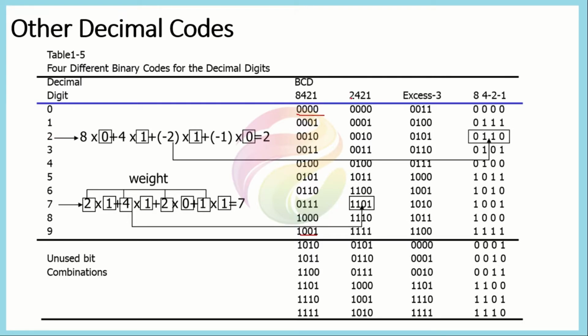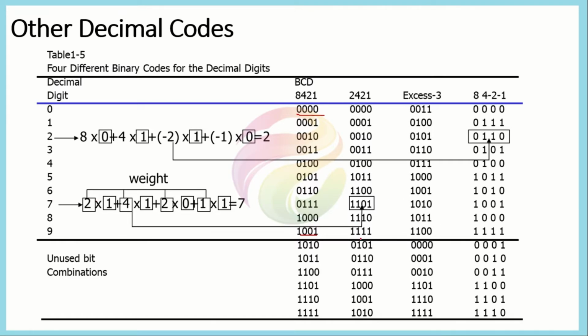Similarly, if you are studying the 2421 binary code, in this case the weights are 2 4 2 1. So you multiply 2 with the 1, then 4 with the 1, then 0 with the 2, and then 1 with the 1, and then you just add them. This will give you an equivalent of 7. So this will be equivalent to the 7 in the decimal digits.